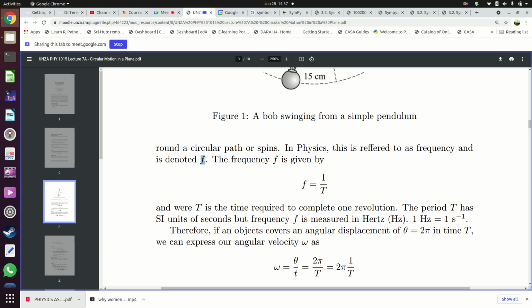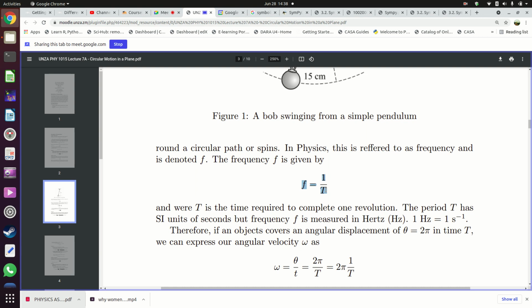How many times does an object go around in a circle in 1 second? If an object goes around in a circle once per second, then the frequency is once. If an event happens 2 times per second, then the frequency is 2 hertz. It's measured in hertz. And this frequency is related to the period like this. It's an inverse relationship, a reciprocal relationship. Frequency is equal to 1 over T.